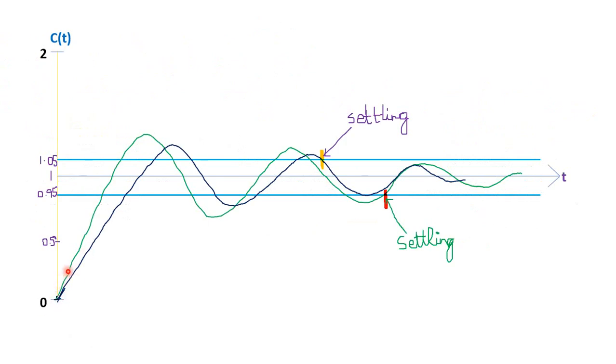See, this is the response for a particular damping ratio. This is the green colored one. Here what happens is, the first overshoot doesn't settle down, then undershoot, second overshoot, undershoot, then third overshoot. Here the third overshoot comes well within the 1.05. That means here it has settled down. That means the green colored response has settled down here. That is, this is the settling time.